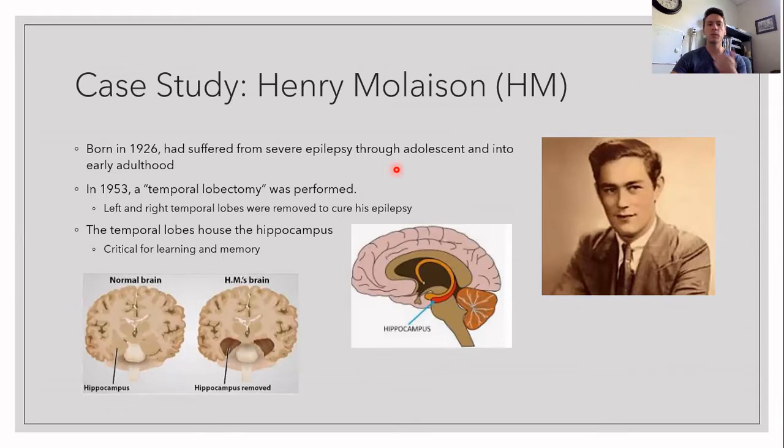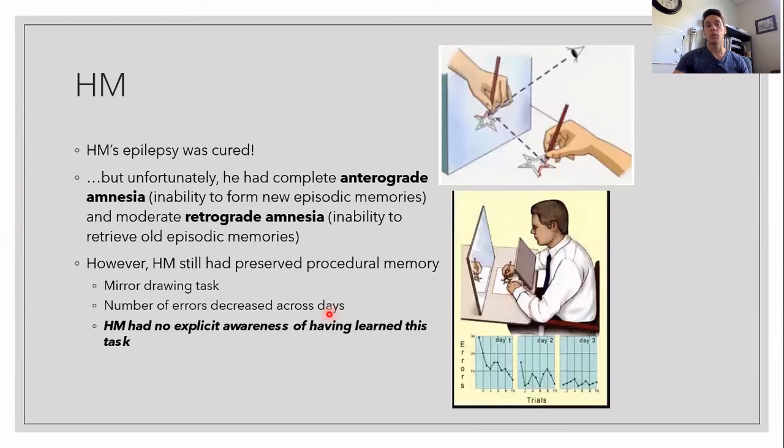Now, the temporal lobes are part of the brain which house, among other structures, the hippocampus. And as we'll come to find out, largely from H.M., the hippocampus is actually quite critical for learning and memory. And so what happened with H.M. was both his left and right temporal lobes were removed. So here's a scan of a normal brain, here's where the hippocampus is located in the normal brain, so this is part of the temporal lobe. In patient H.M., both the left and right hippocampi were removed. And what ended up happening was, well, his epilepsy was cured, but unfortunately he had complete amnesia.